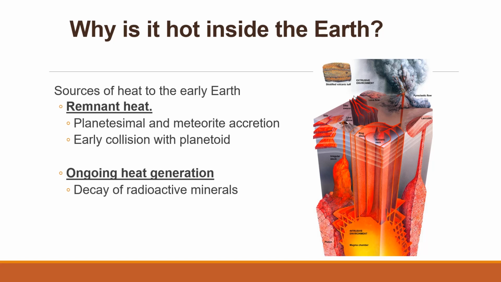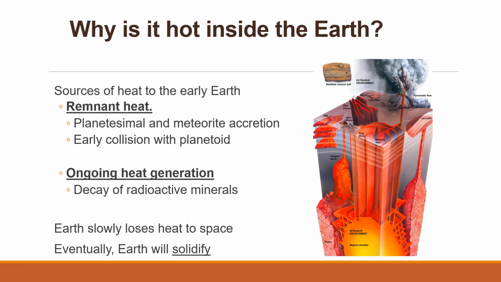So there was a famous scientist named Lord Kelvin, who has a temperature scale named after him, who tried to calculate the age of the Earth by looking at the cooling of metallic spheres, and way underestimated the age of the Earth because Lord Kelvin didn't know about radioactivity at the time. He was before radioactivity had been discovered. So he didn't realize that the Earth was producing heat, not just losing heat. But Earth is slowly losing heat to space. It's losing that remnant heat. Even though we do have this ongoing heat generation, eventually Earth will cool down and die. So eventually Earth will solidify.